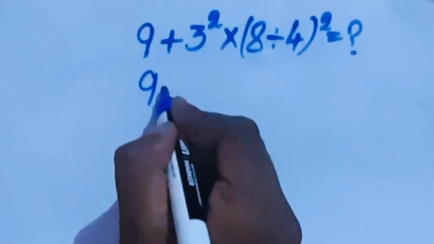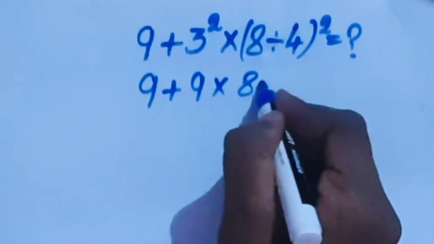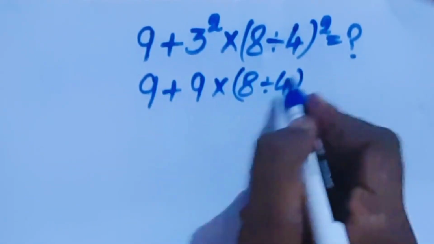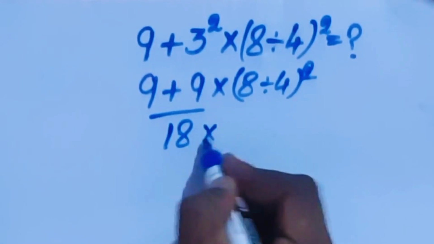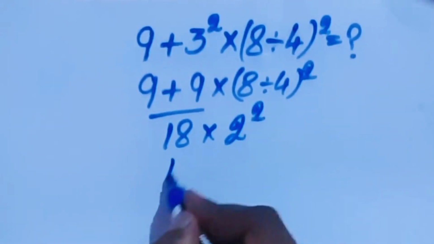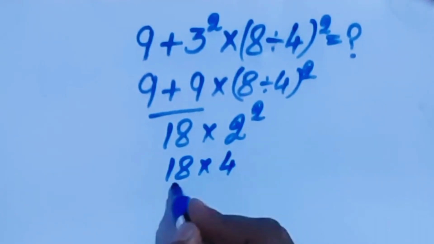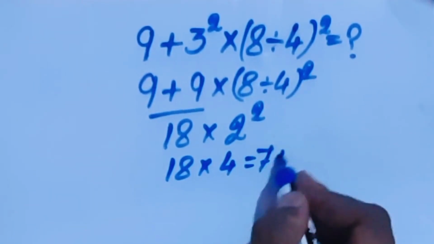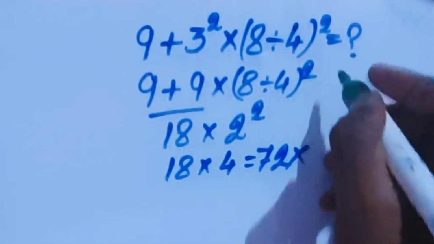I guess here, 9 plus 3 power 2 is 9 times 8 divided by 4 in bracket 4 power 2. Here 9 plus 9 is 18, times 8 divided by 4 is 2 power 2. Here 18 times, here 2 power 2 is 4. Here 18 times 4 is 72, which is the wrong answer. As per this order of operation, this 72 is the wrong answer.